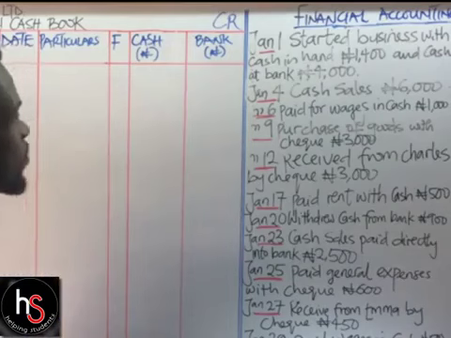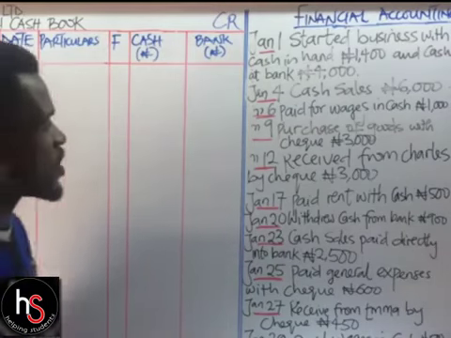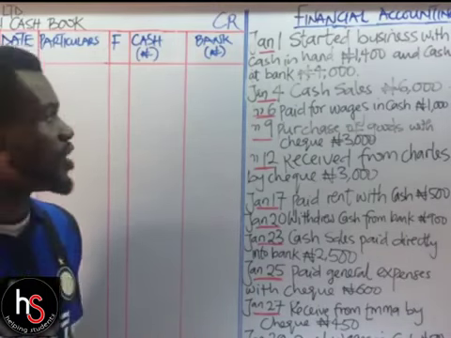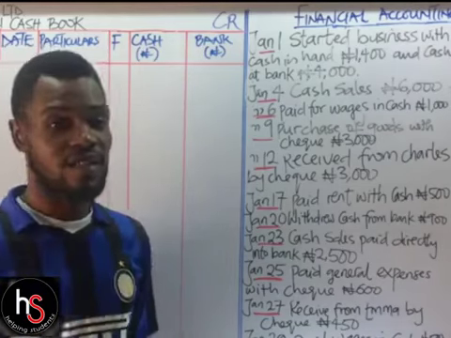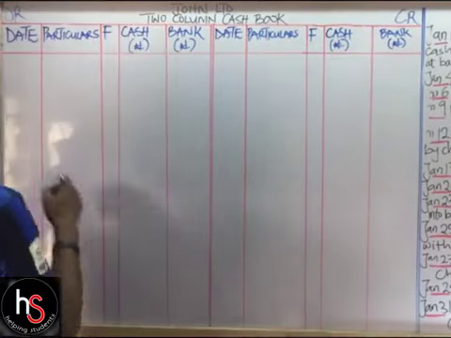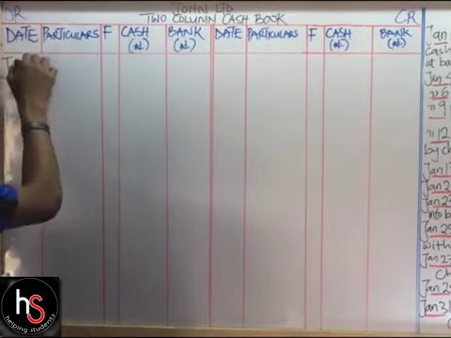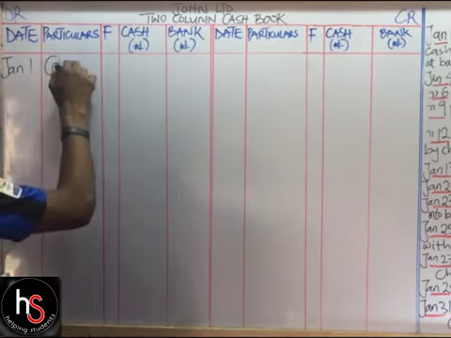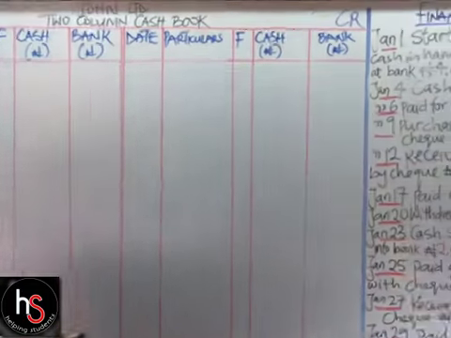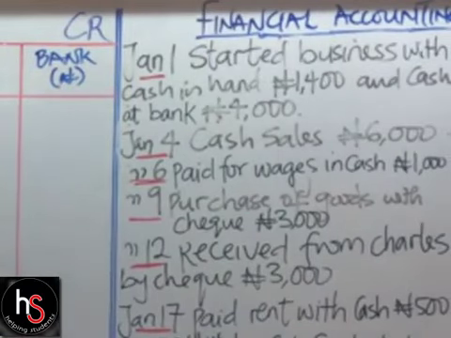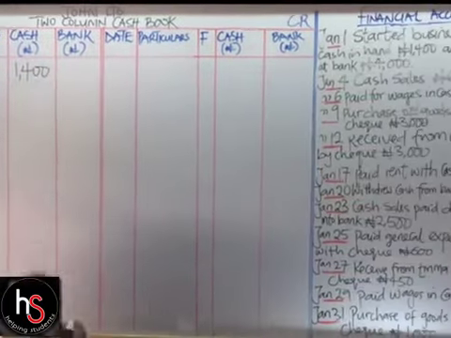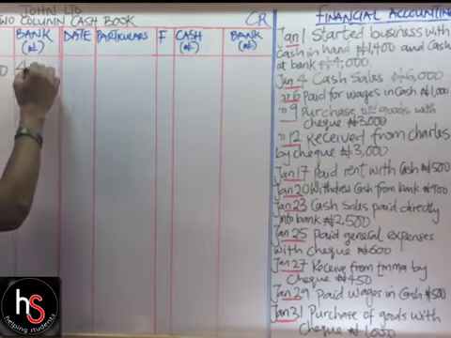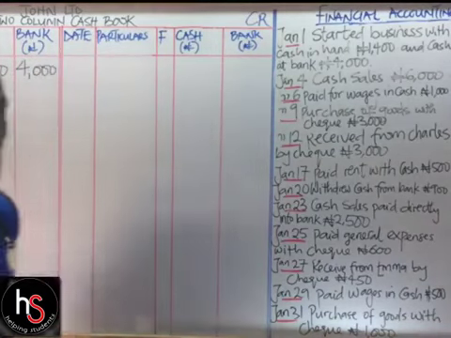So let's proceed. January 1st, started business with cash in hand, 1,400, and cash at bank, 4,000 naira. So started business is a capital, all right? So we'll write January 1st, capital. And how much is the capital? We have 1,400 cash in hand. So under the cash section, we record 1,400. And bank, 4,000. So under the bank, we record 4,000. So that is it for the first question.